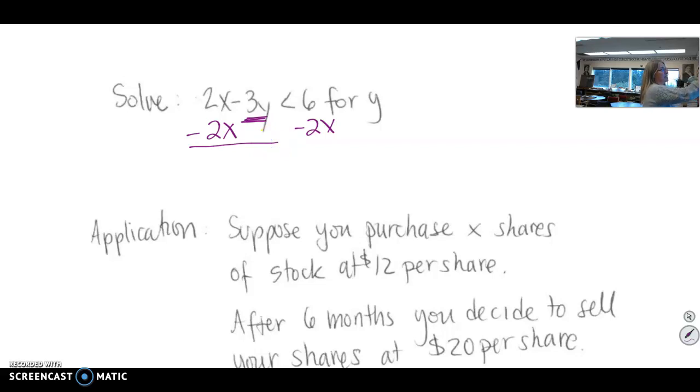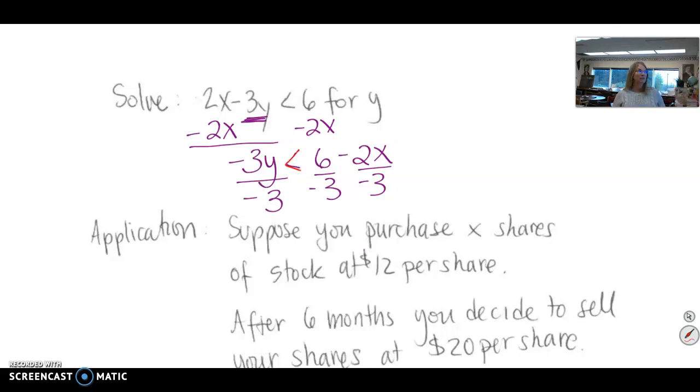So 2x minus 2x, that's going to add to 0. So I have negative 3y is less than 6 minus 2x. And then I have negative 3 times y, so I'm going to divide by negative 3. When I do that, I have to divide every term by negative 3. And then remember what I said, when we divide by a negative, we need to flip the direction of that sign. So this becomes negative 3 over negative 3 is just y, and then I'm going to make that a greater than symbol.